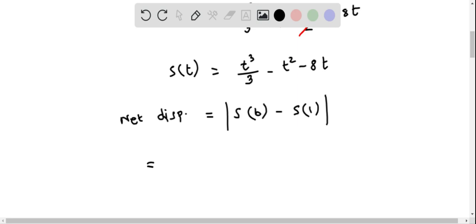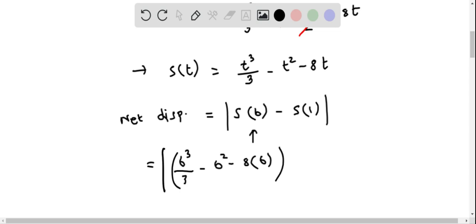So let's calculate this. We first define s of 6 by replacing t with 6 in the function s of t. When I do that, I get 6 cubed over 3 minus 6 squared minus 8 times 6. So I calculated s of 6, minus, now I calculate s of 1 by replacing t by 1. Therefore this becomes 1 cubed by 3 minus 1 squared minus 8 times 1.